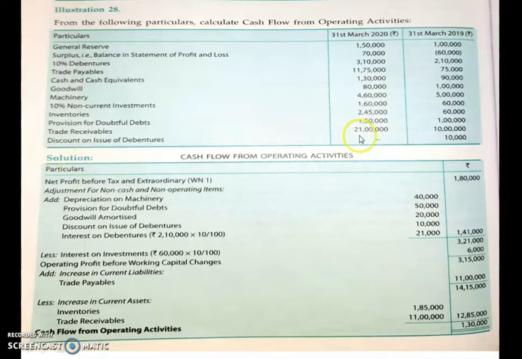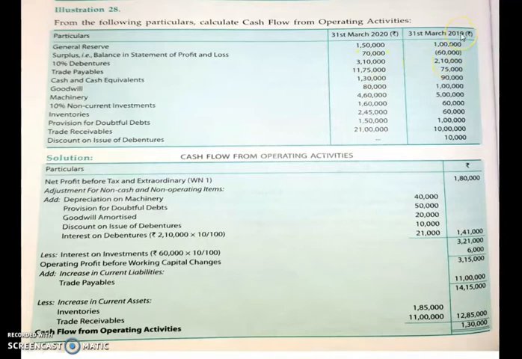Next is the difference, which is 10,000, and that will be shown over here. Next is interest on debentures. You have to learn that format by heart, then only you can understand which items have to be added. Okay, so interest on debentures. See, debentures is given to you, and that is 3,10,000 and 2,10,000.